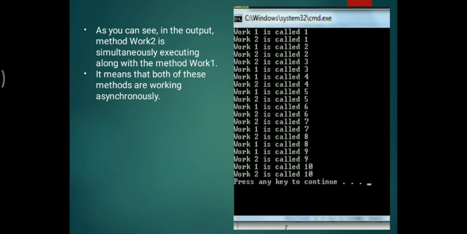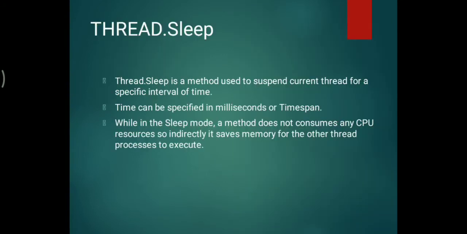So this is the output for the above program. It is clear that both of these methods are working asynchronously. As I said earlier, threads follow the asynchronous method. Okay. In this, there are three thread methods. We have seen thread.sleep, thread.join, thread.abort.